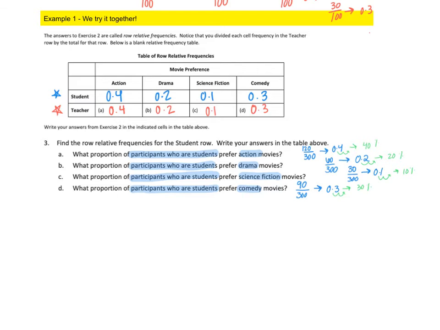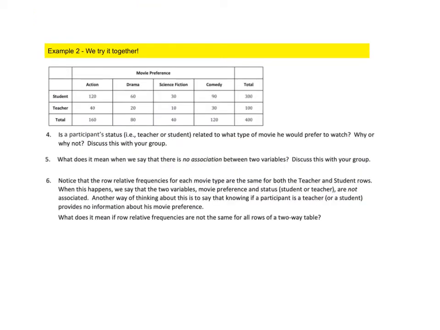All right, to just interpret this data a little bit further, I know we've already really talked about this, but it says, is a participant status, whether they're a teacher or student, related to the type of movie they prefer to watch? Why or why not? Well, if we think back to those relative frequencies we found, it's the exact same proportion each time, or the exact same relative frequency each time. So does it matter whether they're a teacher or a student? No, we got the same answers.